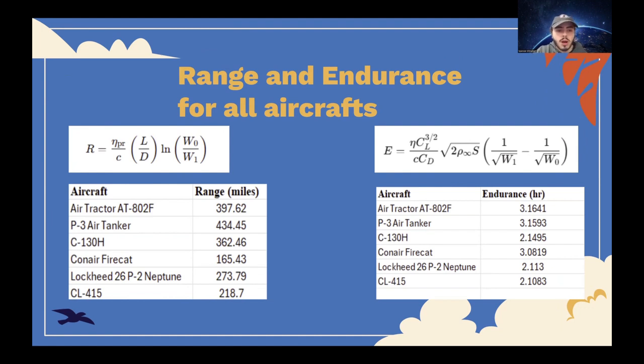Since they're all turboprop engines, they all use the same range and endurance equations. And they also use the same specific fuel consumption, which is C, and also the efficiency, which is the NPR. And then the lift over drag max will change depending on what we calculated, and also the weights.